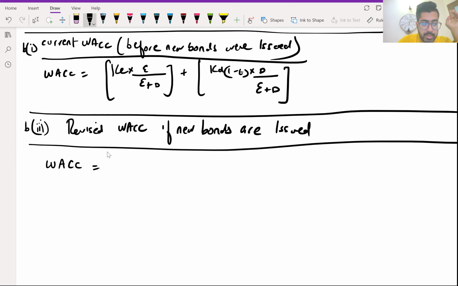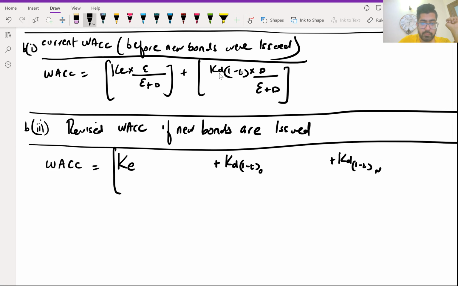So the WACC equation would be KE, KD(1 minus T) old, I'm mentioning O, and KD(1 minus T) new. Okay. These are the three costs which company has to bear if new bonds are issued, because before new bonds were issued, it had two things: equity, debt, KE, KD. Now, if new bonds are issued, it has three things: KE, KD old, and KD new. WACC equation would be KE plus KD old plus KD new.